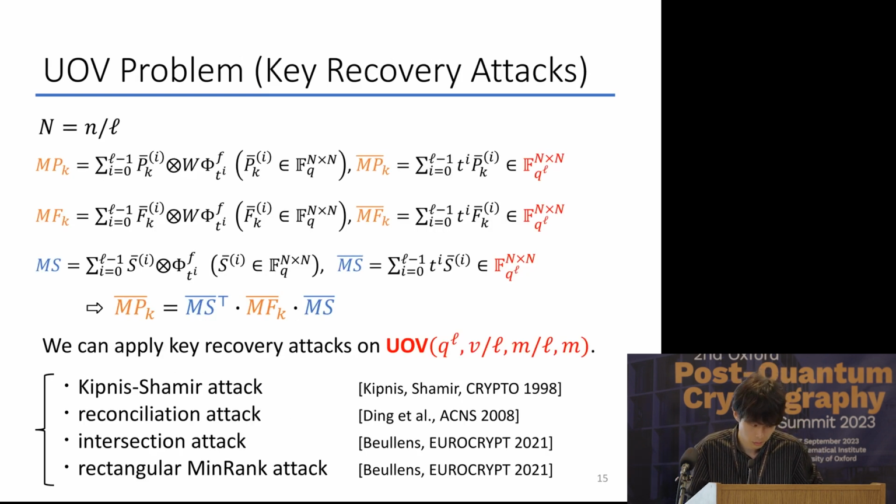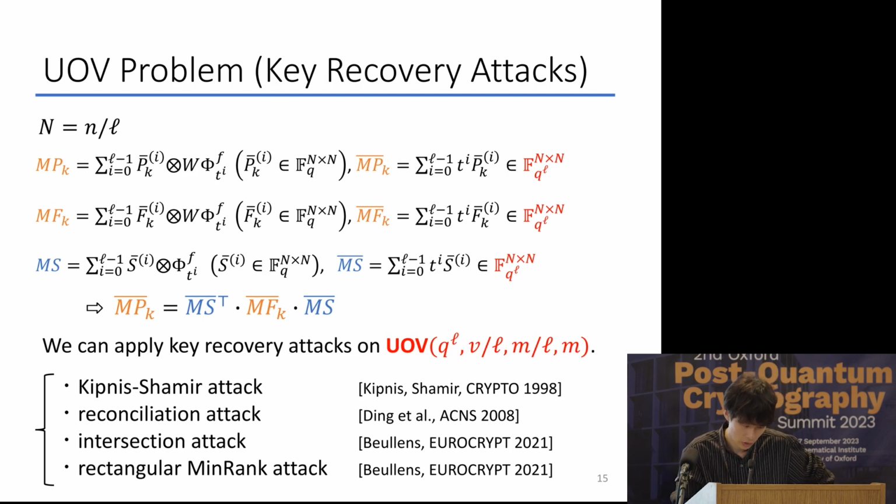And for the security against the UOV problem, we first showed a way of transforming the block W phi or block phi matrix into a smaller matrix over the extension field F_q^L. Let capital N be N over L. Then we can define capital N by capital N matrices PK bar I over the finite field F_q, satisfying this equation: MPK equals the sum of PK bar I times W phi T to the I F.